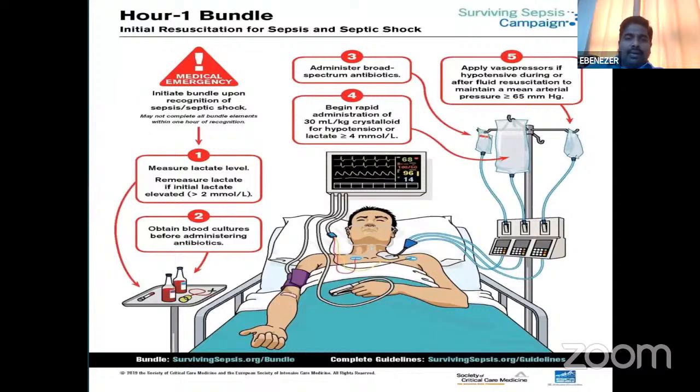This was the 1 hour bundle which came through, and they looked at 5 important things. They measured the lactate level. They obtained blood cultures before administering antibiotics. They administered broad spectrum antibiotics, 30 ml per kg of crystalloid was administered rapidly as a fluid bolus, and vasopressors were started simultaneously.